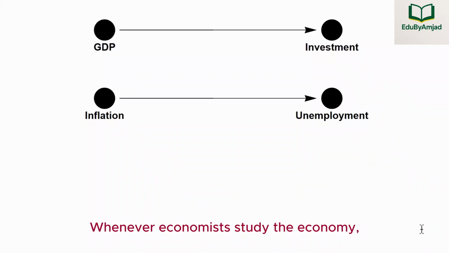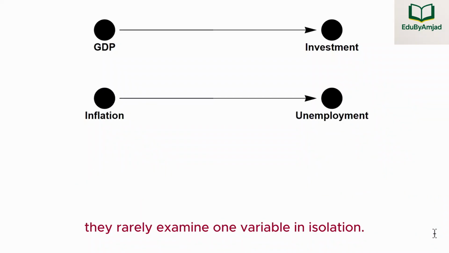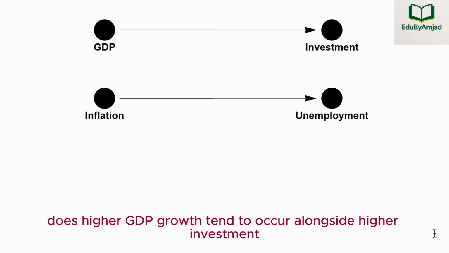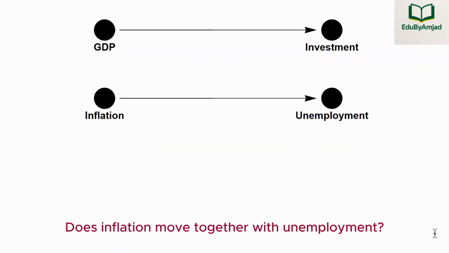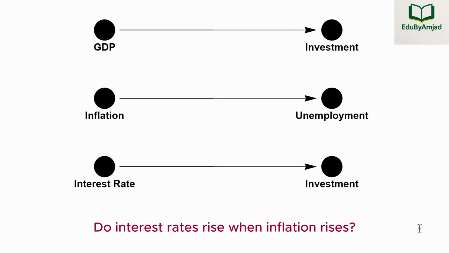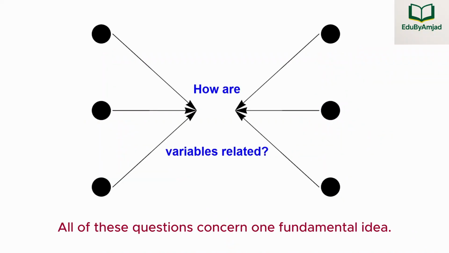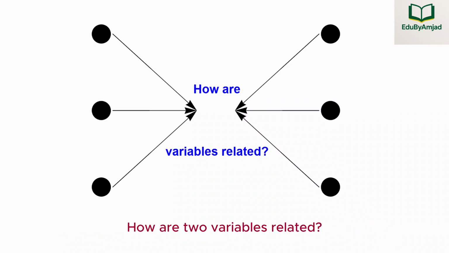Whenever economists study the economy, they rarely examine one variable in isolation. Instead, they ask questions such as: does higher GDP growth tend to occur alongside higher investment? Does inflation move together with unemployment? Do interest rates rise when inflation rises? All of these questions concern one fundamental idea. How are two variables related?